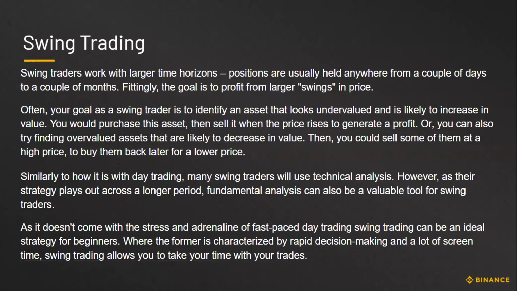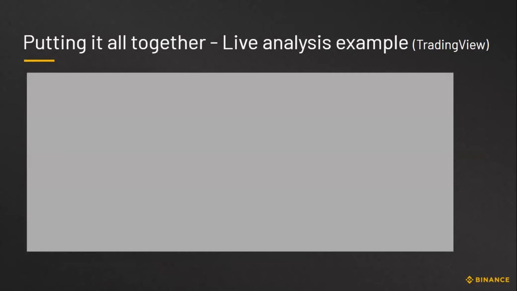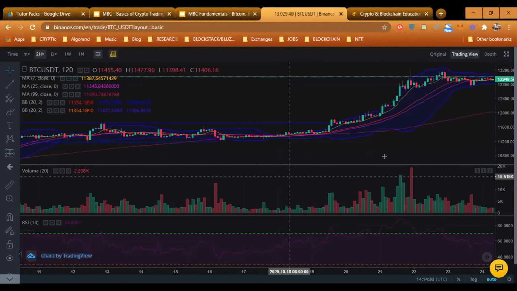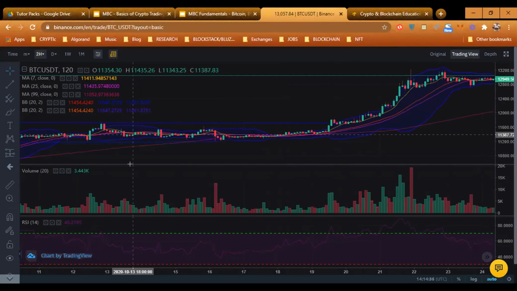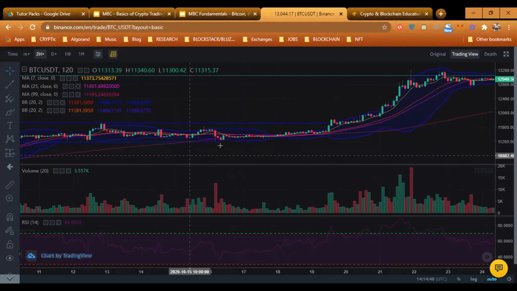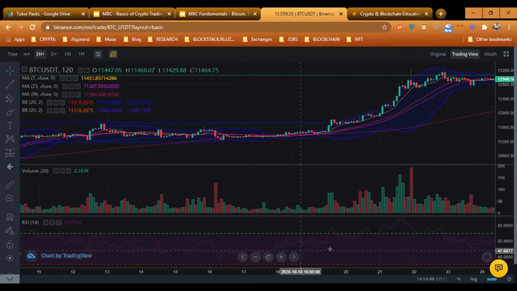Okay, I think this should be all. Alright, so let me show you the trading view. I've explained some things. I've explained how to draw your trend lines, how to draw your supports and your resistance. I've also explained how you can use Bollinger Bands and also use RSI indicators.